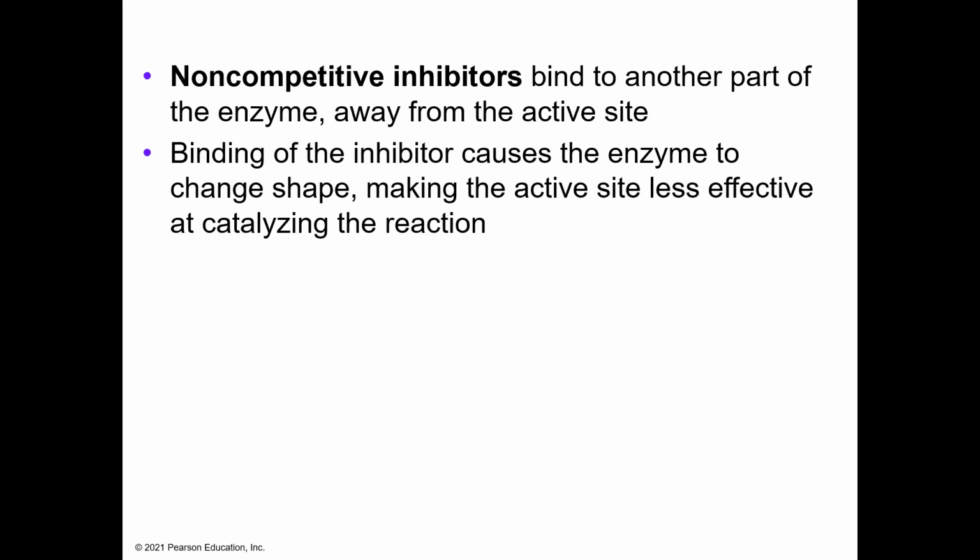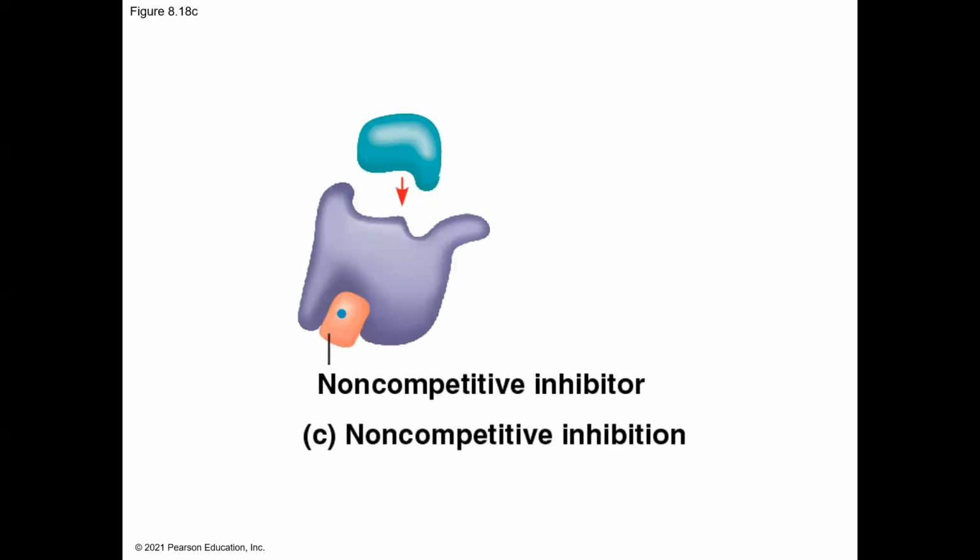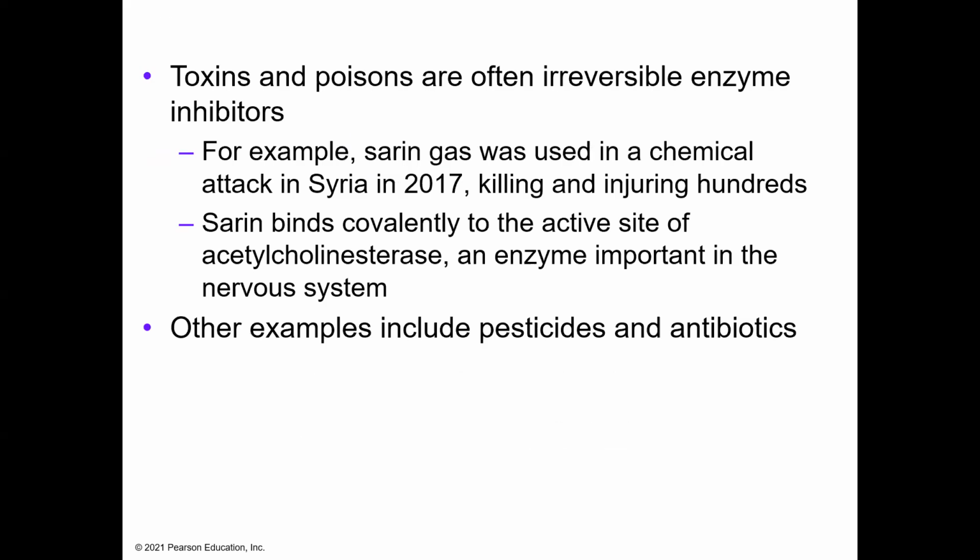There are non-competitive inhibitors that bind to other parts of the enzyme, which causes the active site to change shape and makes the active site less effective. So non-competitive inhibitors can bind to a different part of the enzyme, changing the shape of the active site, and the substrate won't be able to bind to the enzyme like it normally would.